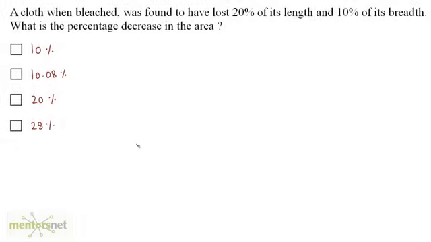A cloth, when bleached, was found to have lost 20% of its length and 10% of its breadth. What is the percentage decrease in the area? Now, as everything is in percentages in this question, and even we have been asked the answer in percentages, we can assume the values of length and breadth. So let the length be 10 units, and breadth be also 10 units. Now the area will be equal to 10 times 10, and that's 100. So basically this area is 100%.